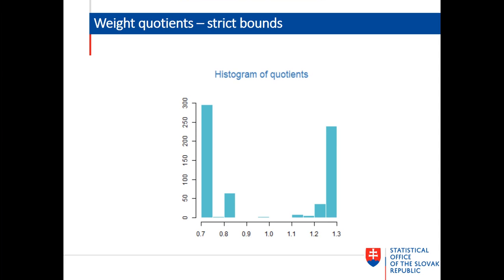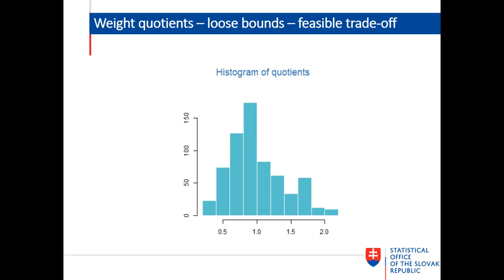This is the histogram of the solution with strict bounds, when almost each of the weights is pushed off to the bounds. And this is a feasible trade-off with some level of bounds, but not as strict as the previous one. And this would be the ideal solution.